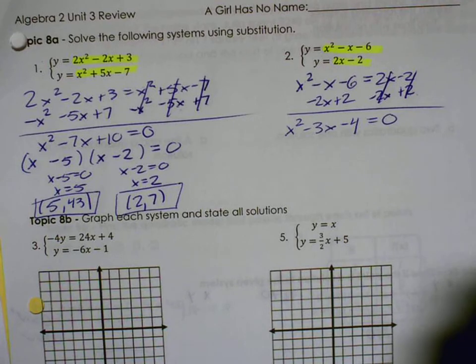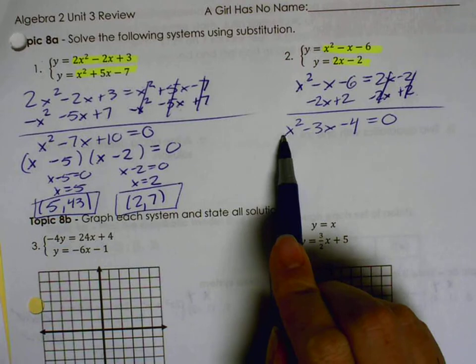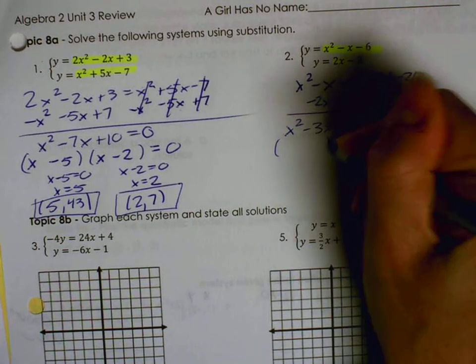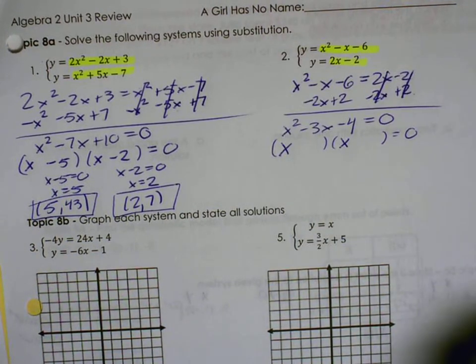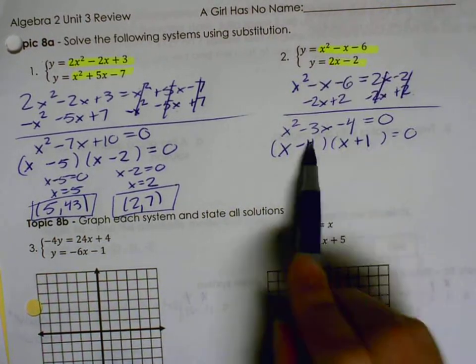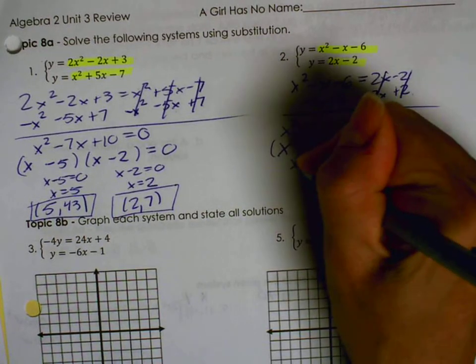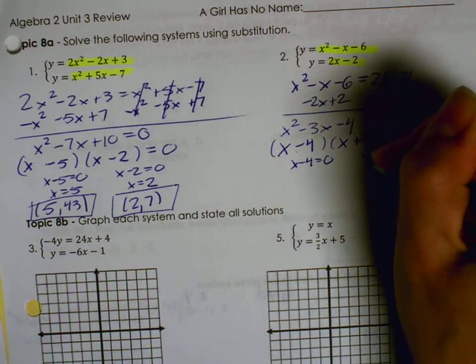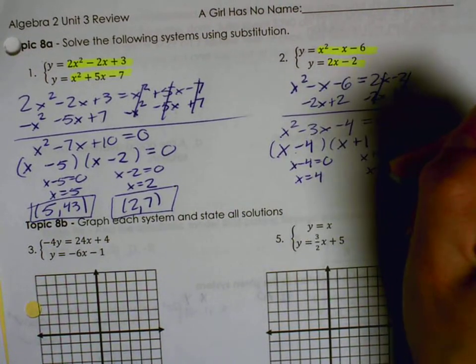So again, I'm going to try to factor, because it's my easy kind. My a is 1. So this is just two numbers that multiply to be negative 4 and add up to be negative 3. So I have negative 4 times positive 1 are going to multiply to be negative 4 and add up to be negative 3. Once I have it factored, I set those factors equal to 0. And I solve. So I get 4 and negative 1.